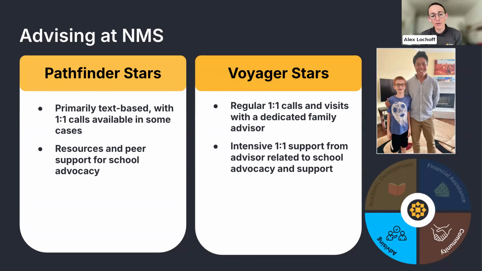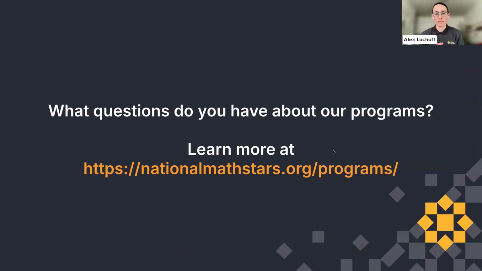For folks in our Pathfinder Stars program, this primarily takes the form of text-based and occasional one-on-one calls, with our Voyager stars being paired up with a dedicated family advisor who can work with them and their parents to access and find opportunities. So these 4 components, academic development, financial assistance, community, and advising, form the foundation of what it looks like to be in our National Math Stars program.